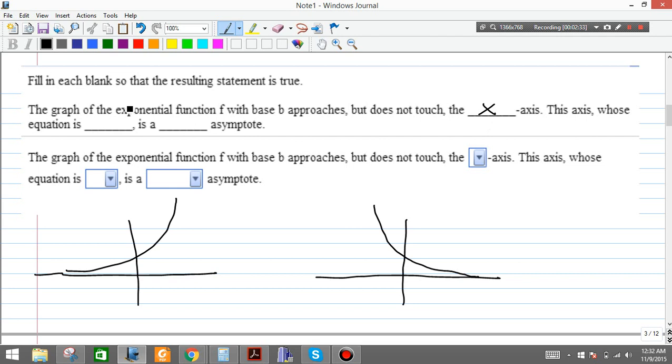This axis, whose equation is y equals 0, is a horizontal asymptote, right? So those are the answers. So again, all that means is that this is the line y equals 0, it's the x-axis. And it's a horizontal asymptote if it approaches that line as you move all the way to the right or all the way to the left.